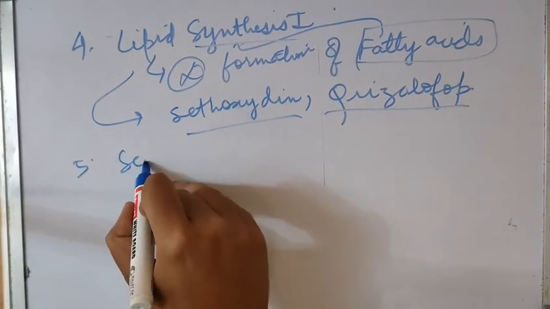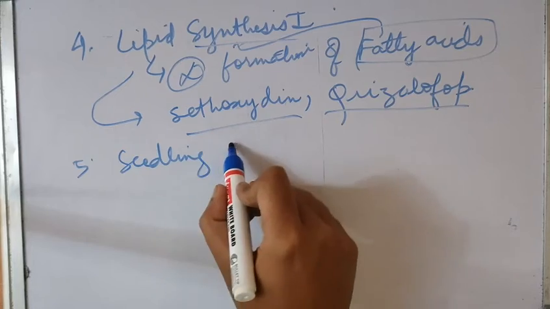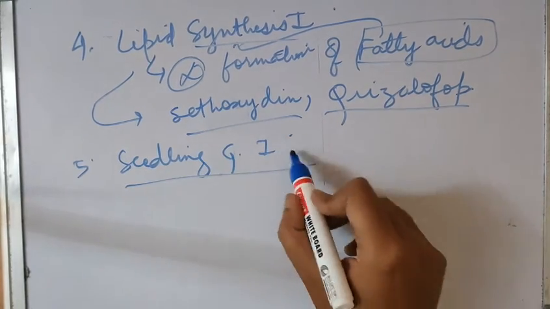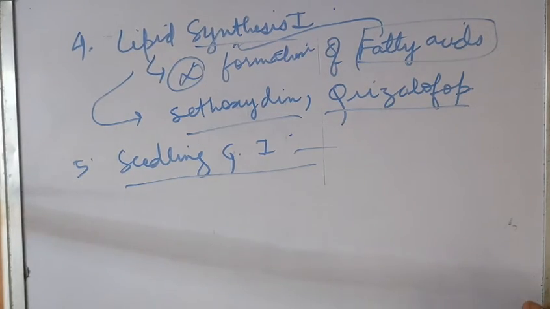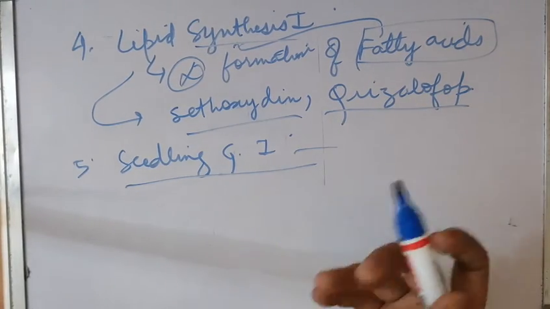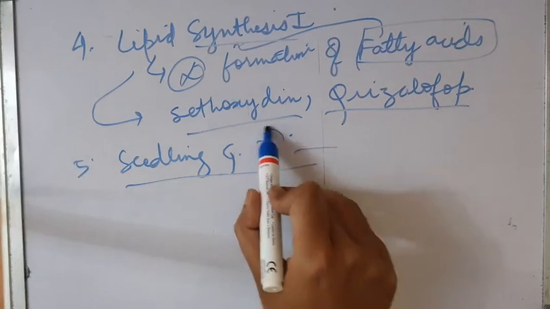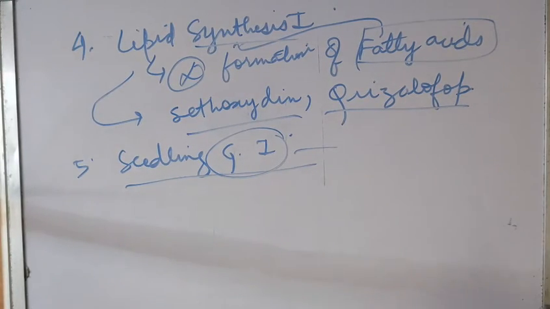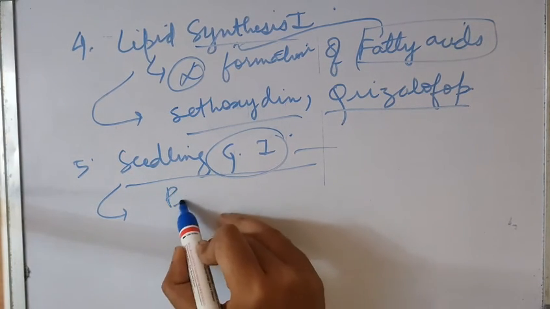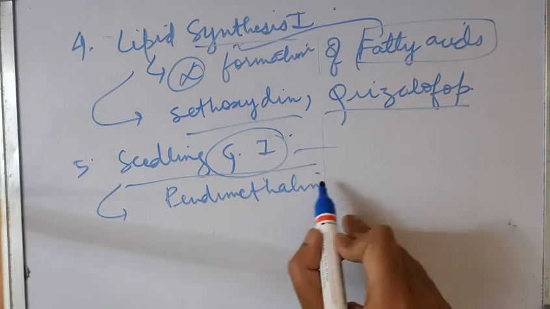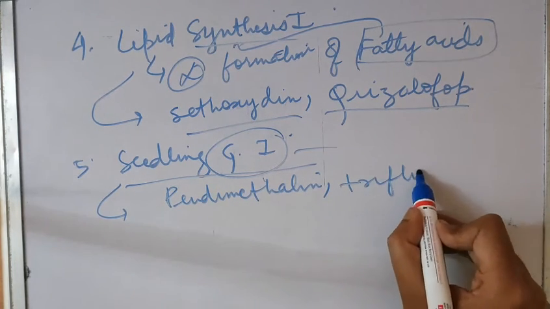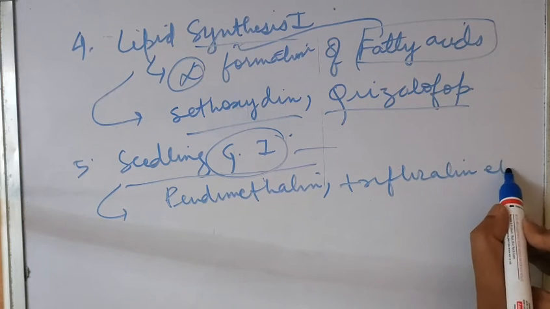We have got seedling growth inhibitors. They inhibit the growth of seedlings of weeds. So what happens here? The new plant cannot grow as the seedling cannot grow. So no growth, no development. So the weed will never grow. Examples we can give here are pendimethalin, trifluralin, etc.